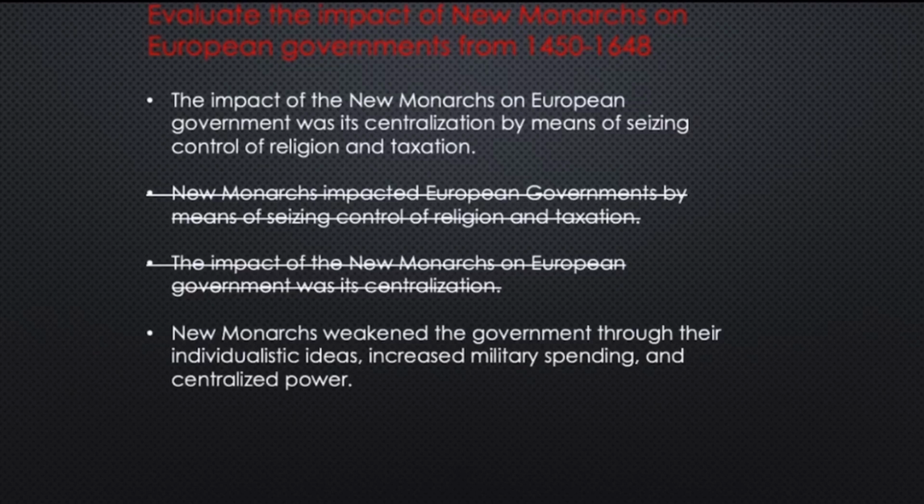This would get the point because A, it makes an argument, the impact was centralization of the government, right? And it has my points that I'm going to defend it with. So by means of seizing control of religion and taxation, 2 points. A lot of my teachers are saying 3 points, but really you can get points as long as you have something to back up your argument. I suggest 3, unless you can do it in 2.